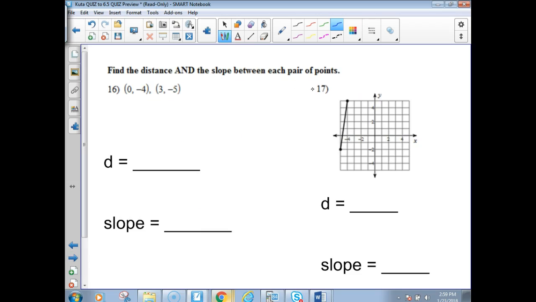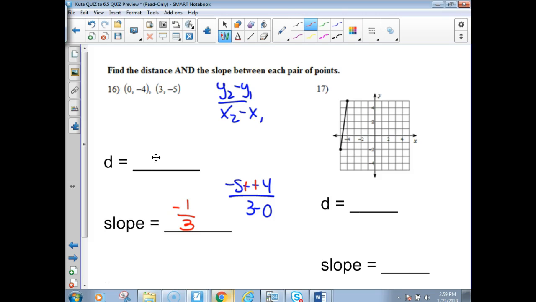16, the distance and slope. Now, you can do your distance formula. I'm thinking I'm going to do the slope first. Slope is y2 minus y1 over x2 minus x1. Should have that one memorized. I'm going to do -5 minus -4, and 3 minus 0. -5 minus -4 would give me -1 on top, and 3 minus 0 gives me 3 on the bottom.